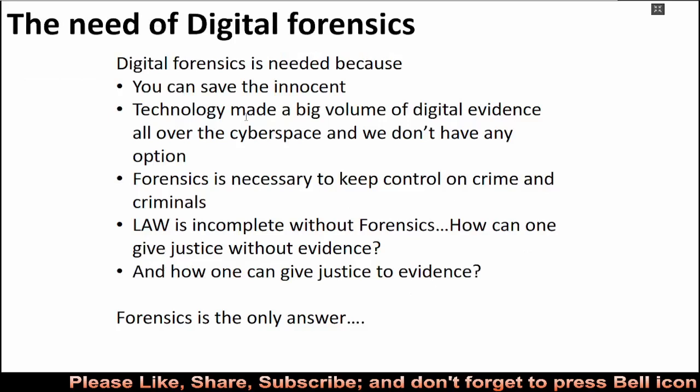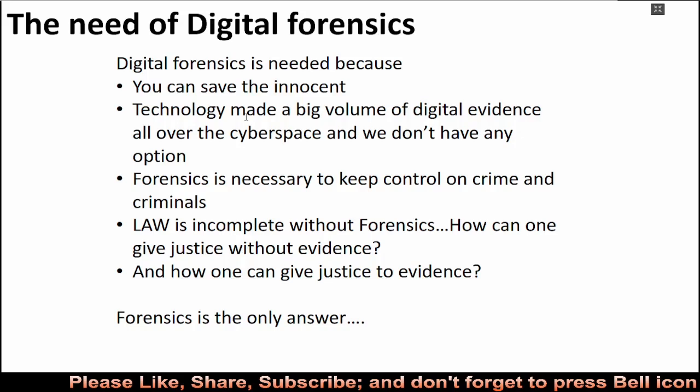Digital forensics is needed because we can save the innocent. Suppose someone spoofs my email and sends some abusive words or some obscene material to someone else. Now that person files a complaint against me, saying I am sending obscene material or abusive email. Then my career, my social status, everything will be at stake. I have not done anything. Someone else spoofed my email.